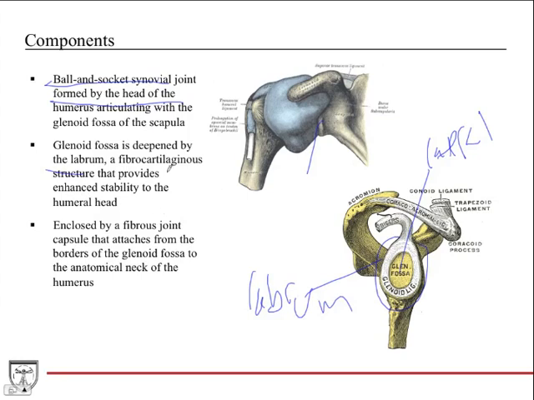The purpose of the labrum is that it deepens the glenoid fossa, and so what that does is it provides enhanced stability to the humeral head. So the humeral head rests in here, and this labrum helps receive the humeral head and stabilize it and actually make it a little bit deeper fossa to enable the movement and stability. The joint is enclosed by a fibrous joint capsule, which you can see here, that attaches from the borders of the glenoid fossa to the anatomic neck of the humerus, as we pointed out here. So that's the anatomic neck there.